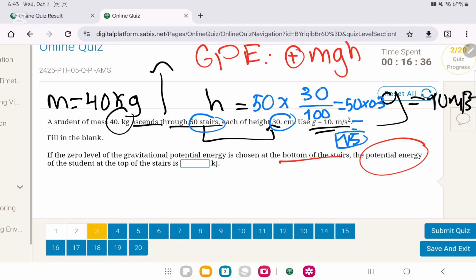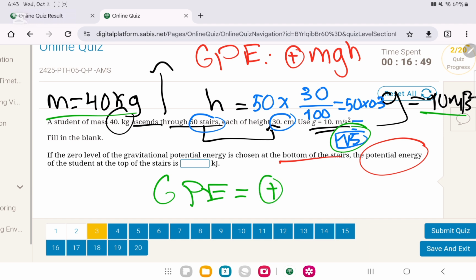Okay, so what do we have now? We have our mass, we have our height, and we have our G. So GPE, it's ascending, it's going up. The GPE, when it goes up, it is positive. So plus the mass, 40, times the height, which is 15, times the G, which is 10. So all in all, it's going to be 6,000 joules.